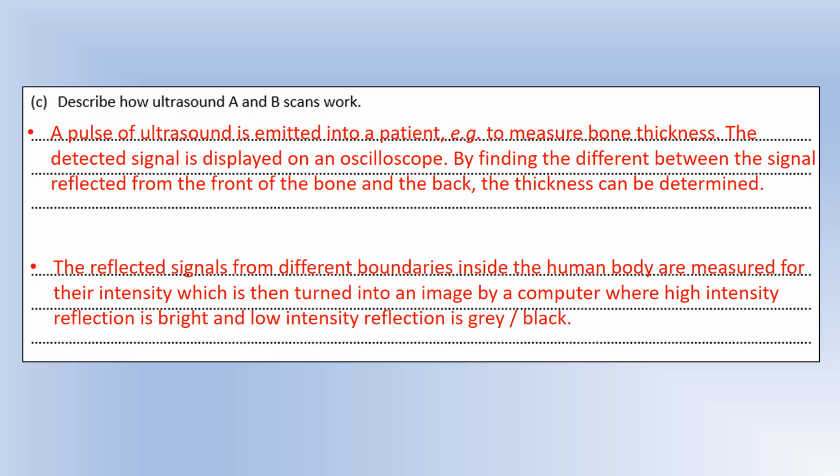The second type is the one most people have seen on TV or in the movies. What we do is use a computer to turn reflected intensity into an image. We make high reflected intensity really bright and low intensity grey or black. So we can use it to see things like a baby or gallstones or things inside the human body which are reflecting a much higher intensity of ultrasound back towards us.